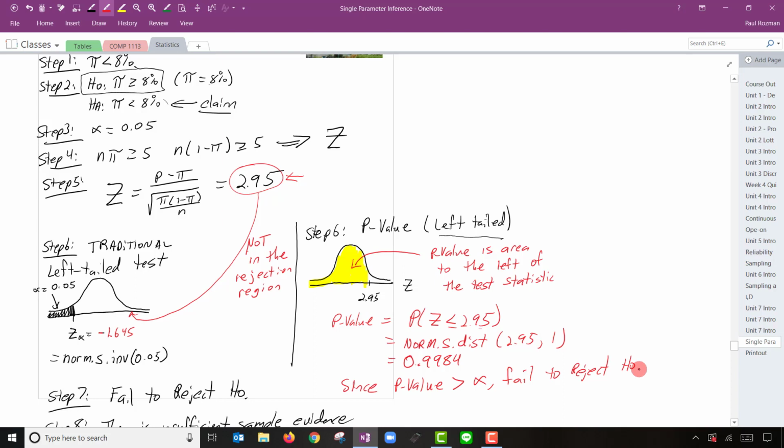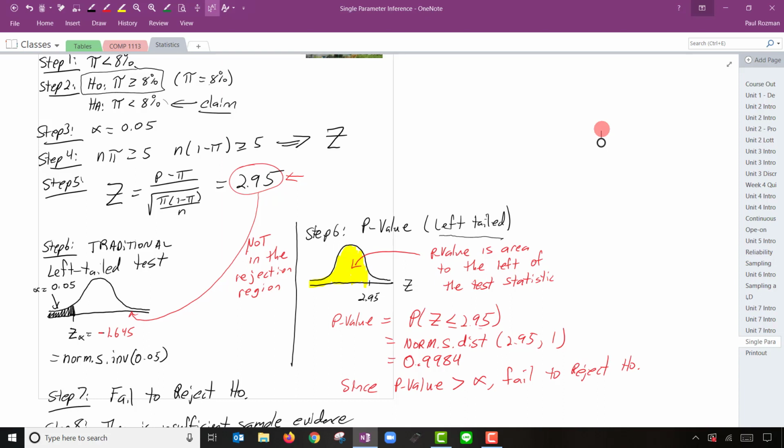Your p-value method should always give you the same result as the traditional method. It shouldn't matter which one you use. It's just that the p-value method is more accepted in the scholarly literature. The reason for that is in the literature, they don't usually write out all these steps. Basically, the literature will be very brief.